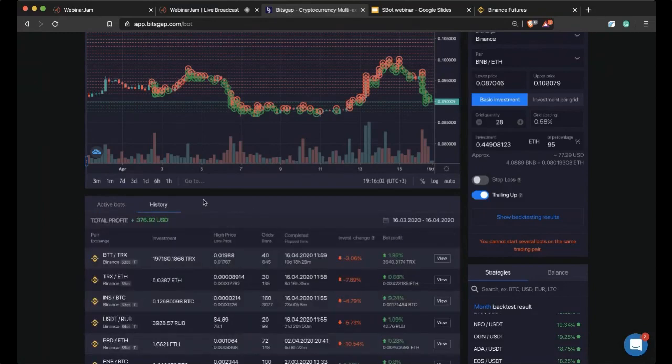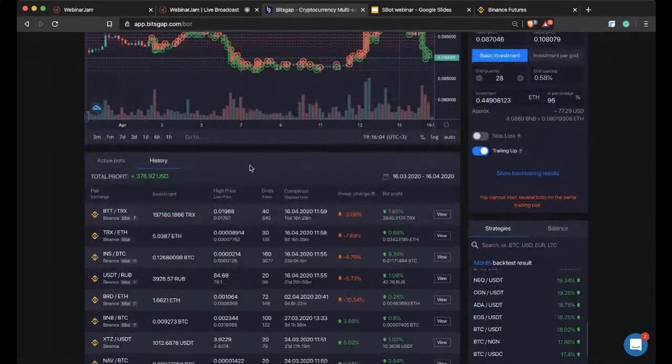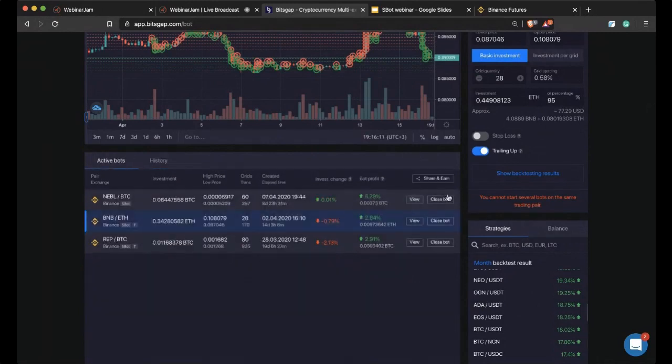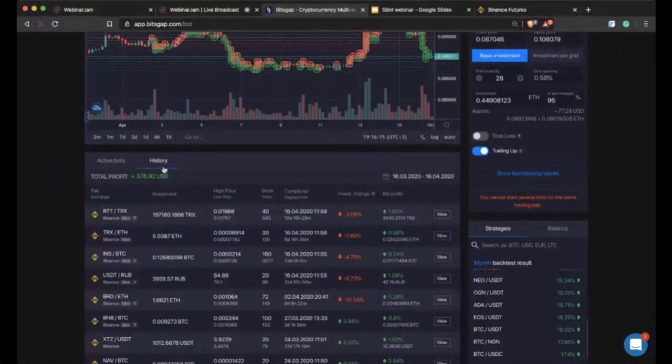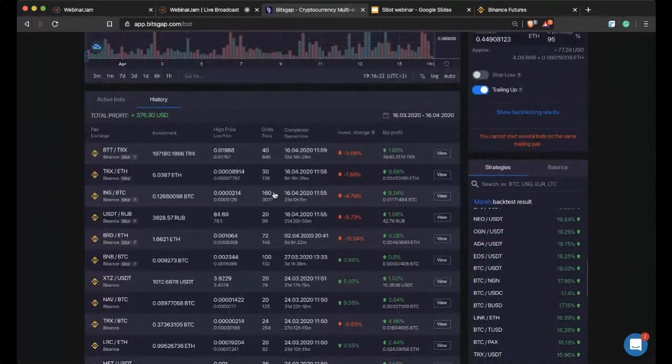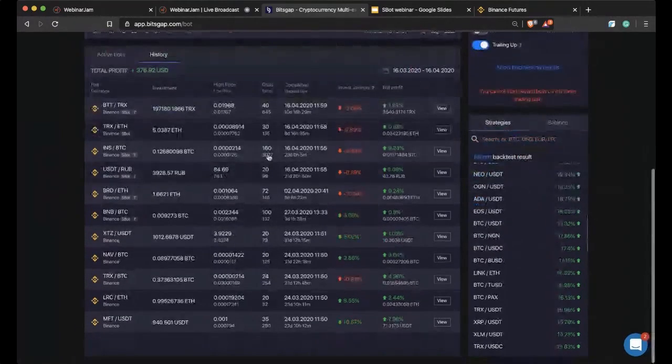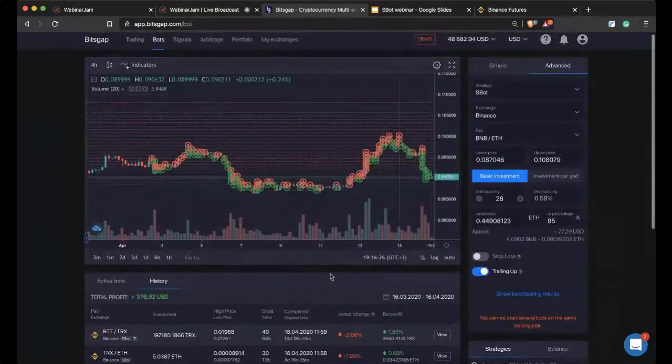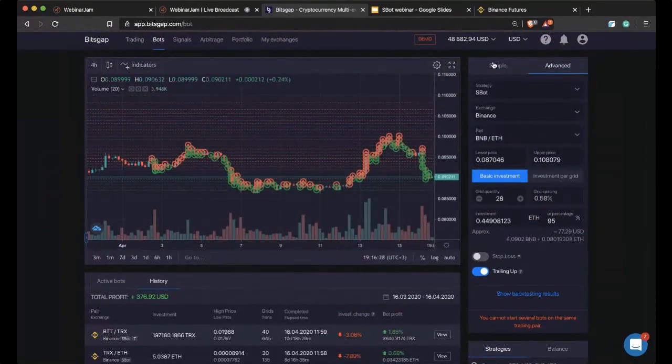What else? The history. History is where all of your bot strategies that you used before go when you clicked on close the bot, it goes to the history log. So here you can see all of your bots that you ever initiated. And so here on the right side, you see how you can set the bot.